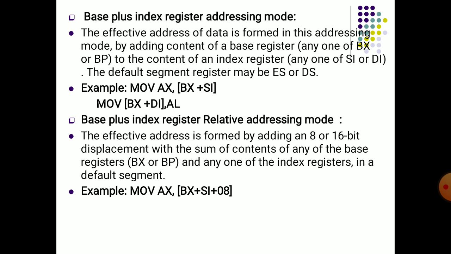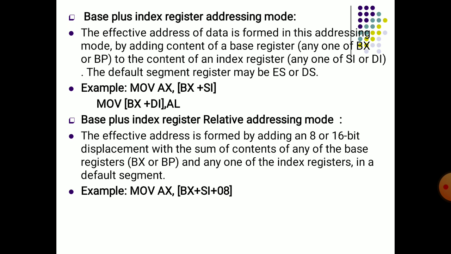Now I will come to base plus index register relative addressing mode. I am going to explain the example. MOV AX, [BX + SI + displacement]. Relative indicates displacement, as already told. So BX plus SI plus 0, and MOV AX comma in brackets of that content. Only one example, right? Next we'll go to the previous one.